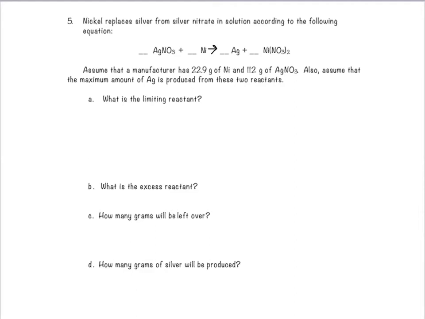Okay, I'll give you just a moment to look over this question. You can pause the video and look at the particulars. I'm not going to actually solve it on this slide because I need a little more room, but this is a limiting reactant stoichiometric problem. You notice I have 2 different amounts of the initial reactants, and I'm asking specific questions about the limiting reactant, the excess reactant, how much of the excess is left over, and how many grams of silver are produced.